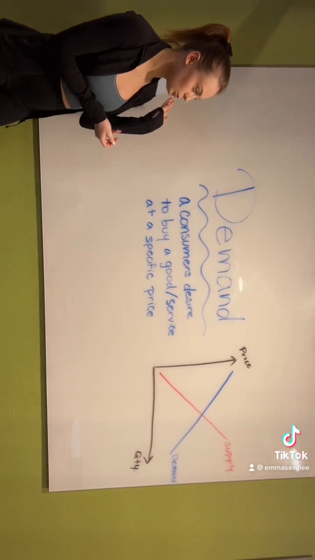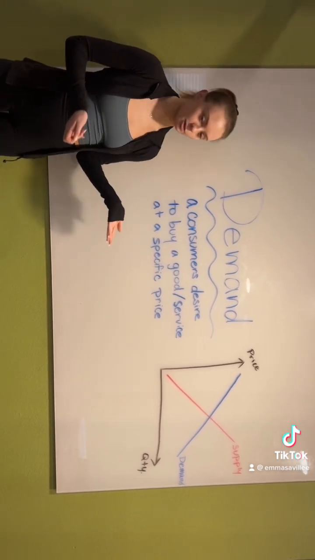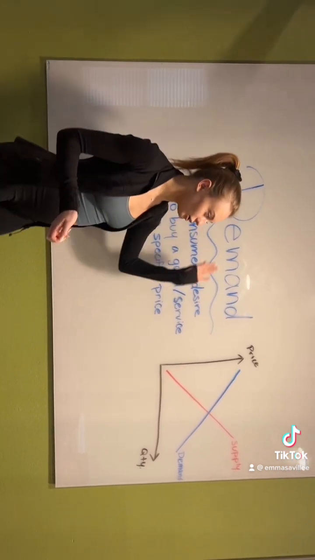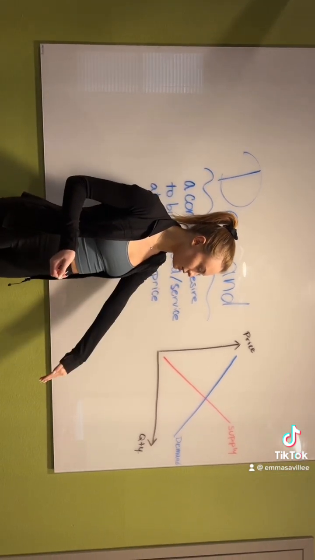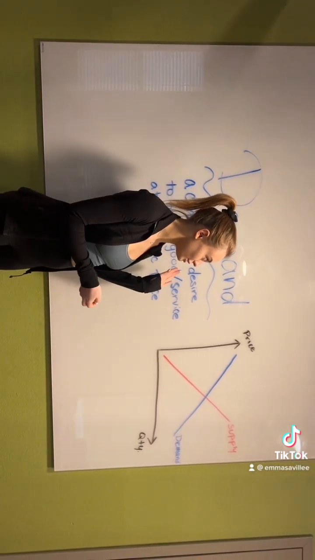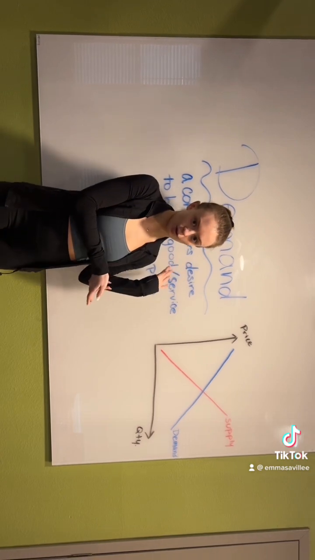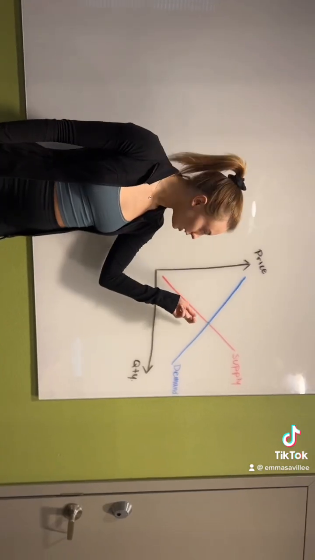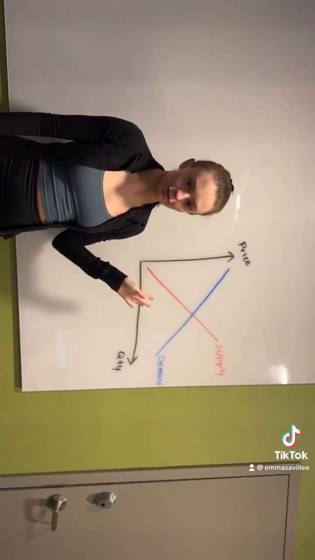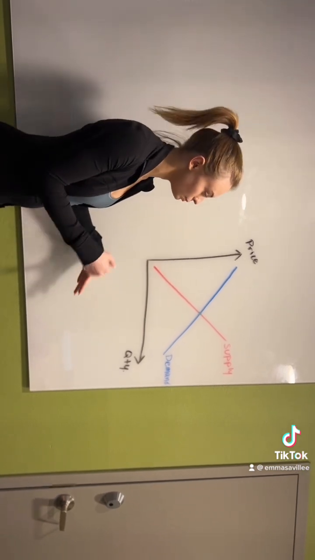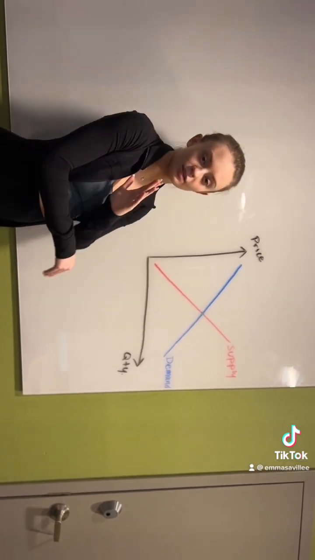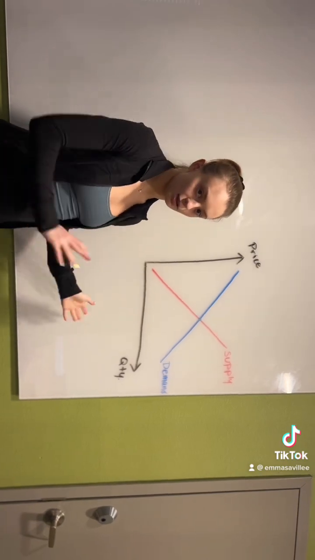Demand is a consumer's desire to buy a good or service at a specific price. So on the graph, it is the negative sloping line that shows the relationship between price and quantity. At this green dot is where the equilibrium of this graph is, and that's when the supply and demand cross paths and they're equal, and it creates balance within the economy.